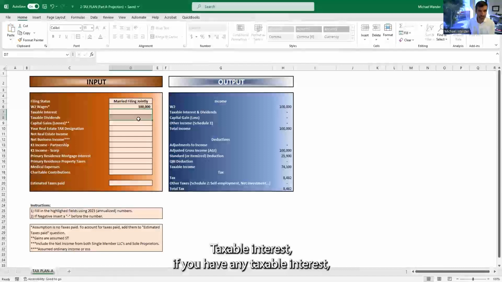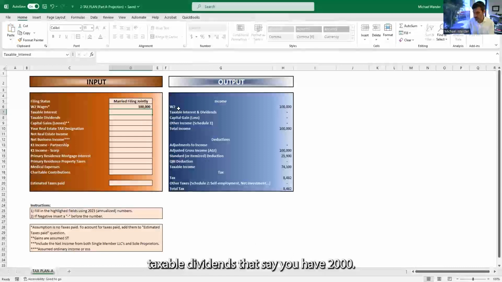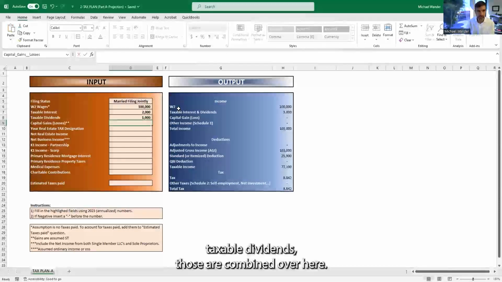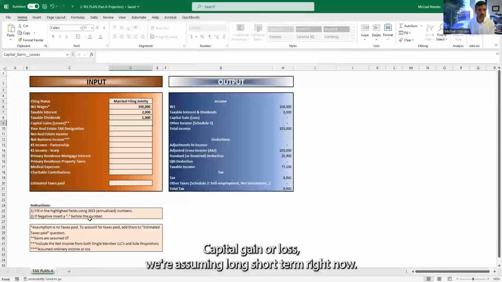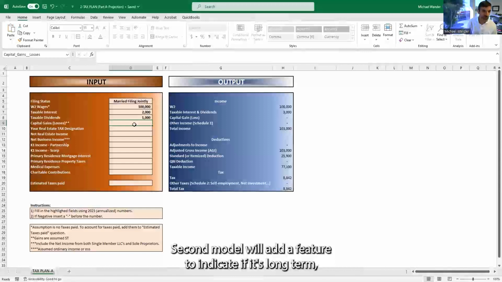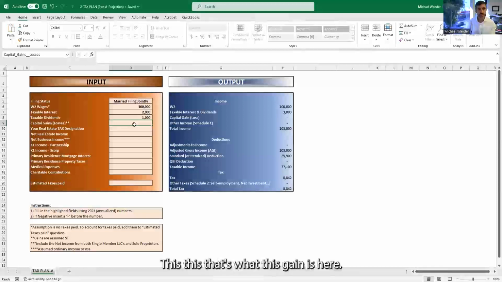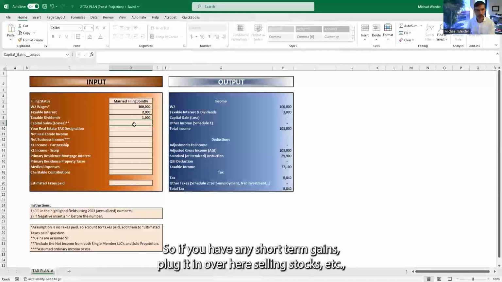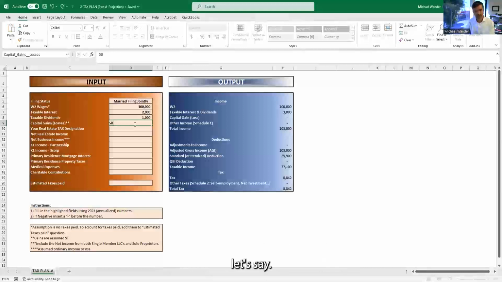Taxable interest, if you have any taxable interest or taxable dividends, let's say you have 2,000 in taxable interest and 1,000 in taxable dividends, those are combined over here. Capital gain or loss, we're assuming short term right now. That's what we have in this model. Maybe a second model will add a feature to indicate if it's a long-term gain. But that's what this gain is over here. So if you have any short-term gains from selling stocks, etc., plug it in over here. Let's say you have a gain of, I don't know, $10,000.